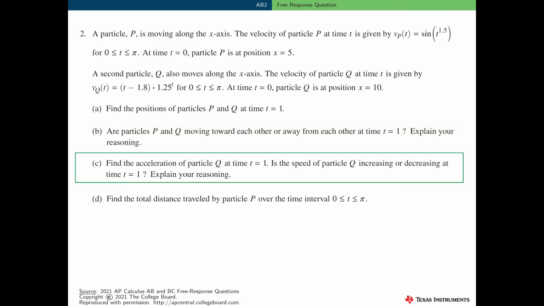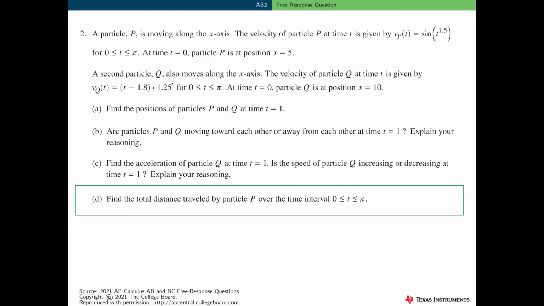In part C, we're asked to find the acceleration of particle q at time t equal 1 and to determine if the speed of the particle at that time is increasing or decreasing. And finally, in part D, we need to find the total distance traveled by particle p over the time interval 0 to pi.